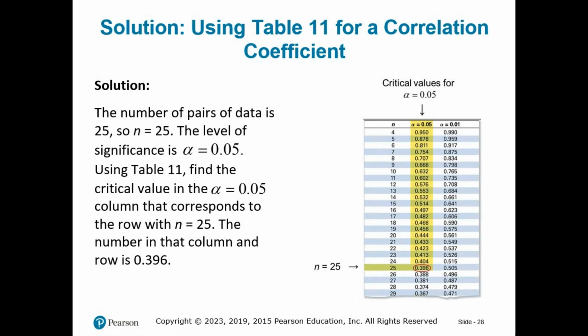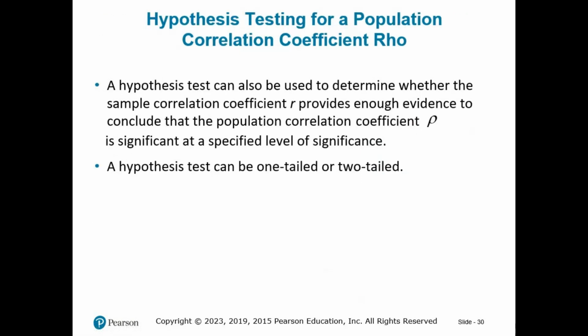Now, there's another method we can use to determine if rho is significant. We can use a hypothesis test to determine whether the sample correlation coefficient R provides enough evidence to conclude that the population correlation coefficient rho is significant at a specified level of significance. A hypothesis test can be one- or two-tailed.